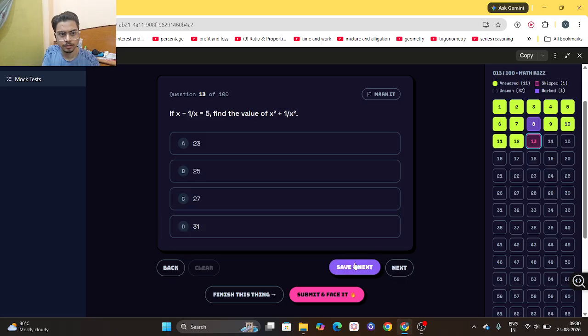Next. X minus 1 by x is equal to 5. Find the value of x squared minus 1 by x squared. So x minus 1 by x is equal to 5. X minus 1 by x whole square is equal to 5 square. X square plus 1 by x square minus 2 is equal to 25. 27.